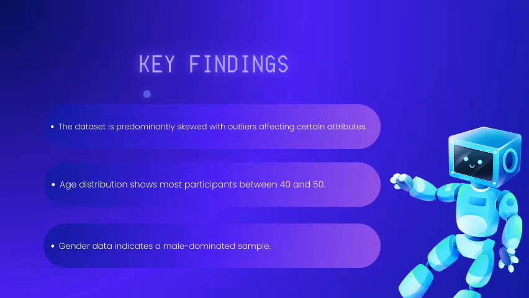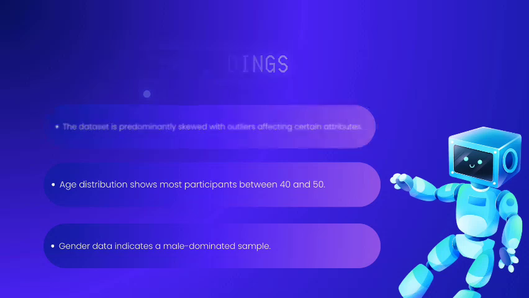Key findings. The analysis revealed that the dataset is skewed, with notable outliers in attributes like ALT. Most participants were aged 40 to 50. The data was predominantly male dominant. These findings emphasize the variability and trends in liver enzyme levels among different demographics.